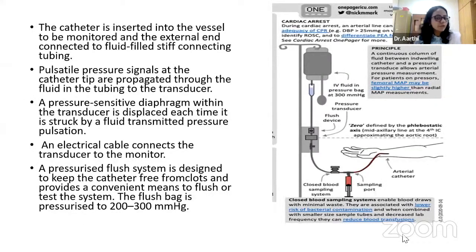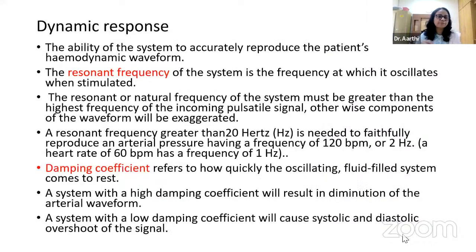So let me just brush up on the arterial system. I'm not going to go into the details. It is a catheter which is inserted into an arterial access, either in the radial, brachial, femoral, etc., where it is connected to the fluid transducer system. That system has a pressure-sensitive diaphragm, which transmits the pressure changes to the monitor. And this is connected to a pressurized flush bag with a pressure of about 200 to 300 millimeters of mercury, to prevent clots and to allow the fast flush test.